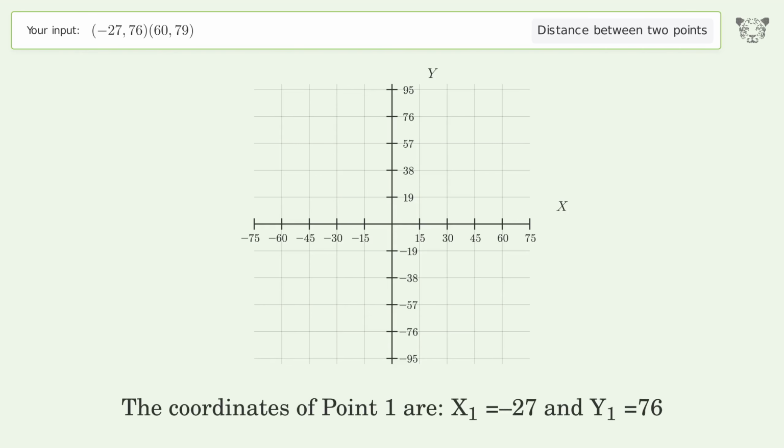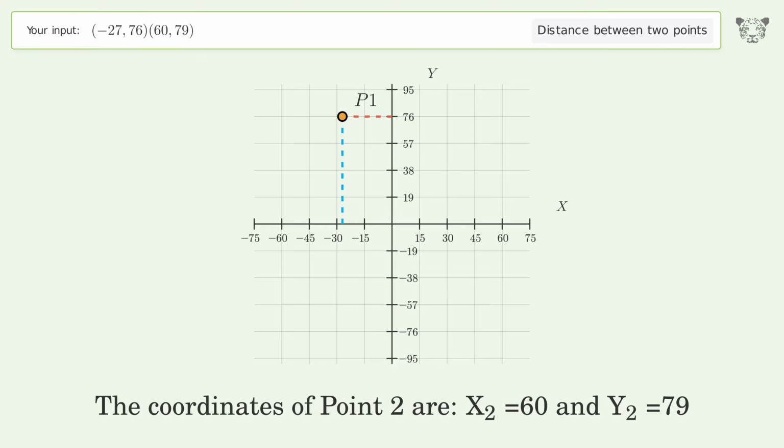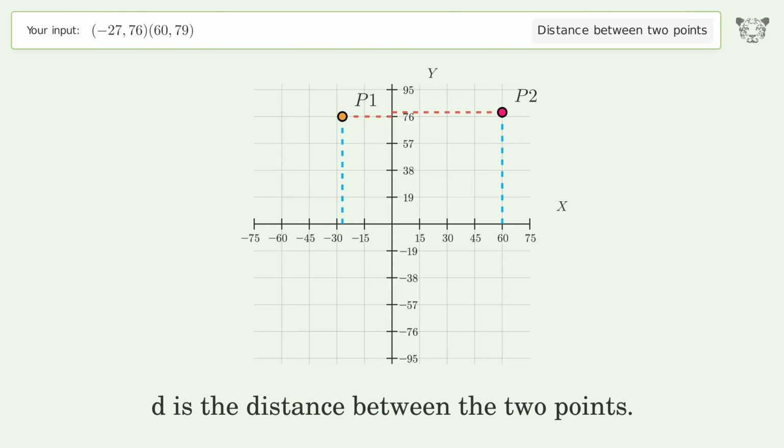The coordinates of point 1 are x1 equals -27 and y1 equals 76. The coordinates of point 2 are x2 equals 60 and y2 equals 79. D is the distance between the 2 points.